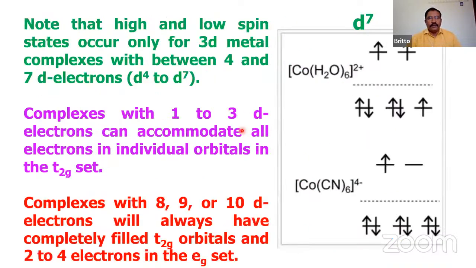And then generally note the high and low spin states occur only for 3D metal complexes with electrons between 4 and 7. Now pay attention. If the number of electrons in the D orbitals is between 4 and 7, only then do you have to worry about high spin and low spin, because below 4, that is D1, D2, D3, they are always going to form high spin complexes.